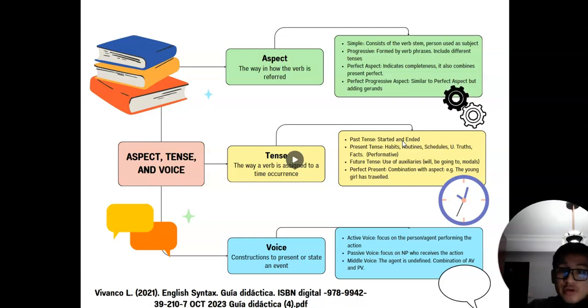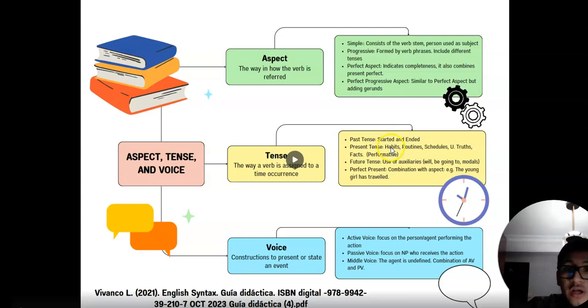Also, we have the present tense, where we find different uses, such as habits, routines, and schedules. To put an example, I get up early every day. That could be a habit, a routine, or a schedule, whichever you want.